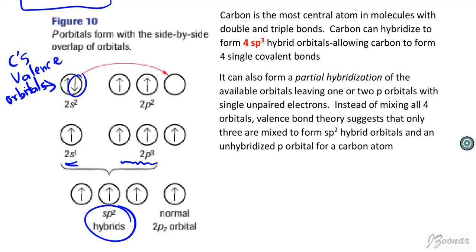Very, very important that we call this partial hybridization. Partial hybridization has to happen when we form a double or triple bond. So in our example, instead of mixing all four orbitals, valence bond theory suggests that only three are used to hybridize to form sp2 hybrid orbitals, leaving an unhybridized regular p orbital which contains an unpaired electron. So this is very, very important.